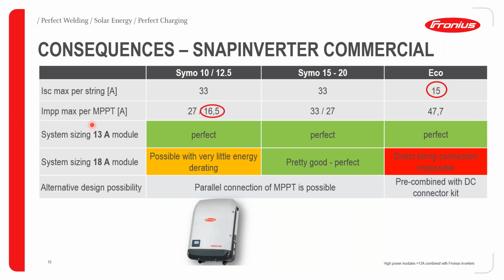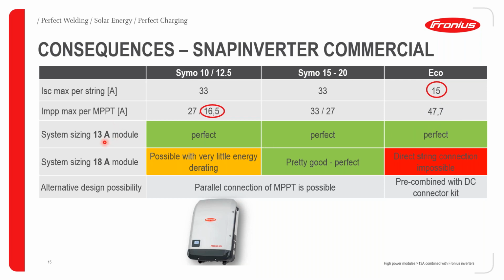In terms of the MPPT current possible, that is maximum for the Symo 10 to 12 is 27 amps on MPPT number 1 and 16 amps on MPPT number 2. For the 15 to 20 kilowatt Symo, we have 33 for MPPT 1 and 27 amps for MPPT number 2. But for the Eco, we see that the power handling capacity for just the single MPPT that is there is quite nice at 47.7 amps.